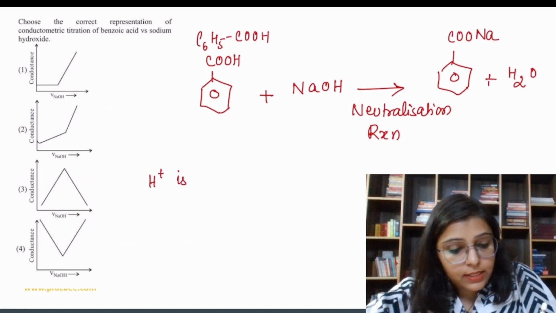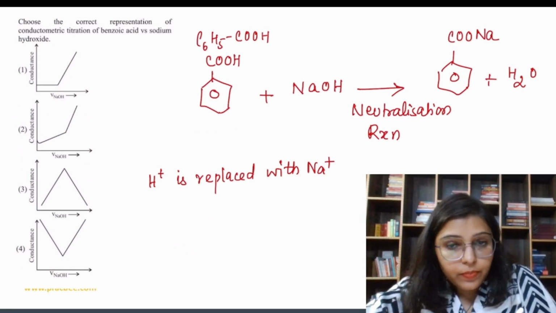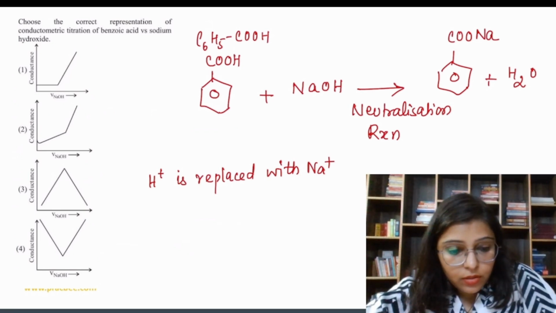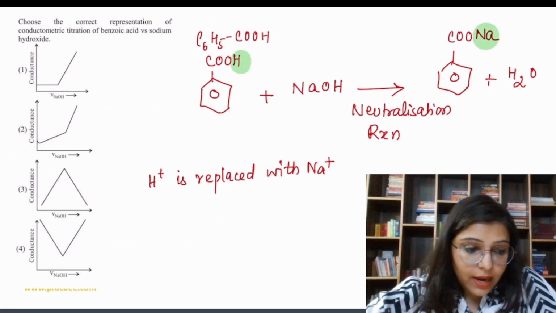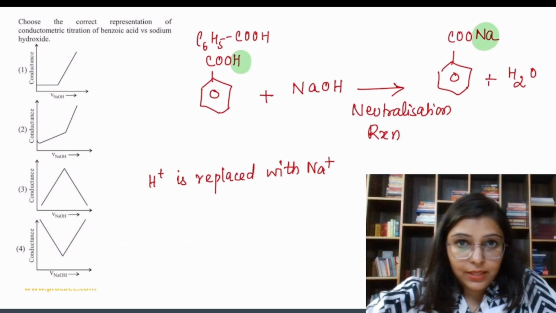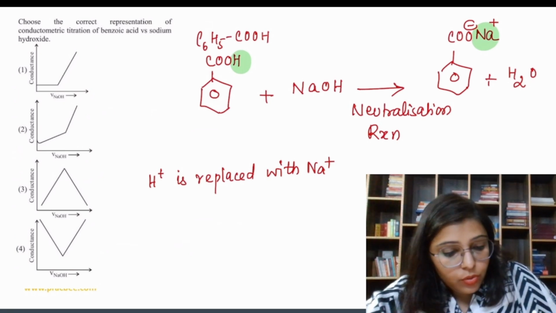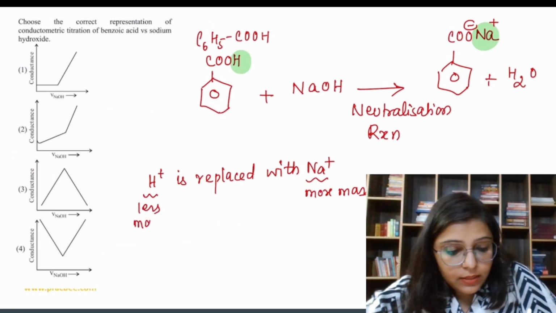H plus is replaced with Na plus. H plus is replaced with Na plus because acid has tendency to lose H plus, and we are getting Na plus in place of H plus. Clear? So obviously Na plus has more mass, H plus mass is less.